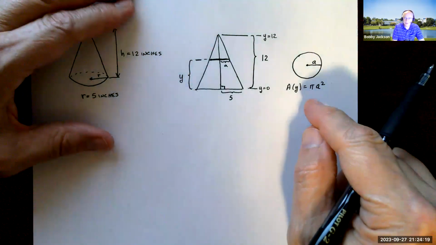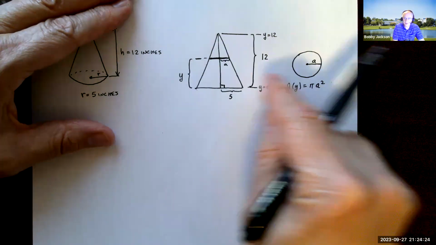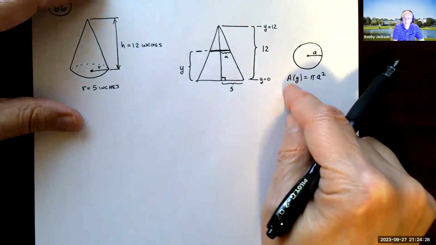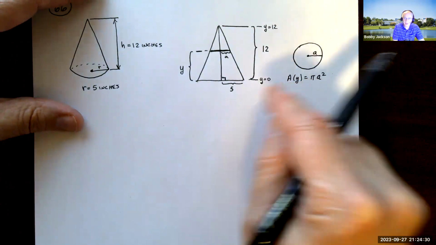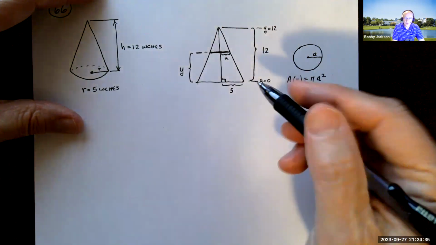So the first job will be to express this area as a function of Y. So basically, I need to know what A is as a function of Y. Once I have that, I'll have the cross-sectional area as a function of Y. And then we're going to integrate that from Y equals 0 to Y equal 12. So how do we do that?